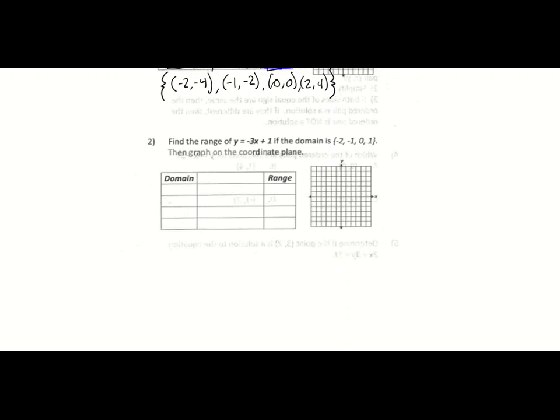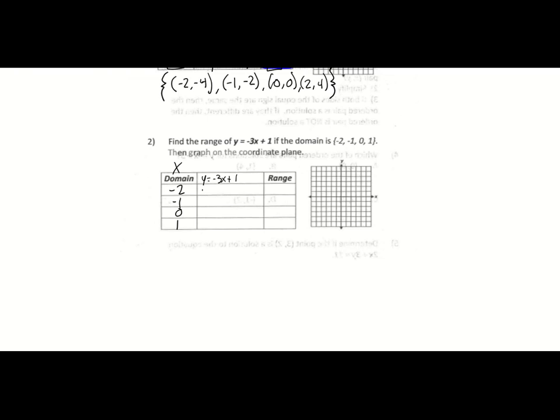Number 2 says find the range if we have our equation y equals -3x plus 1, if the domain is -2, -1, 0, and 1. Those are all my x points. And then graph it on the plane again.